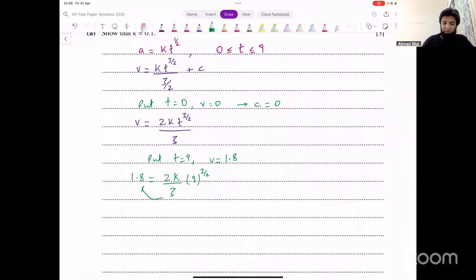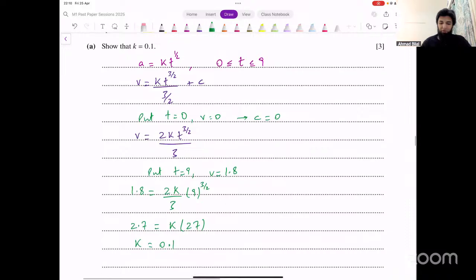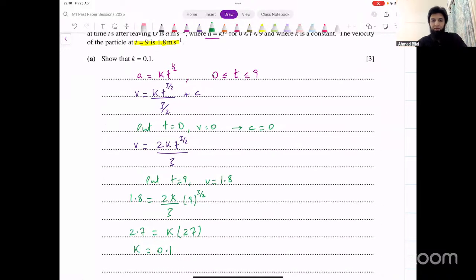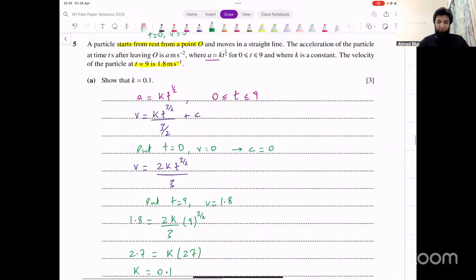3 gets multiplied on the other side, 1.8 times 3. 18 times 3 is 54, so that's 5.4 divided by 2. That will become 2.7. 2.7 equals k into 9 raised to power 3 over 2. 9 raised to power 3 over 2, what's that? 3 cubed, that's 27. And k turns out to be 2.7 over 27, that is 0.1. That's what you had to find out. That's the first part. That's pretty straightforward. Part A.